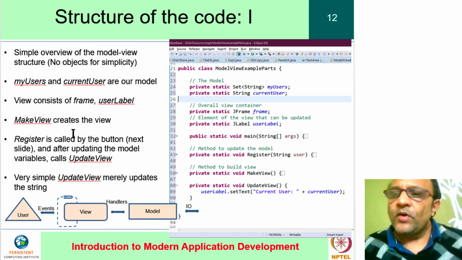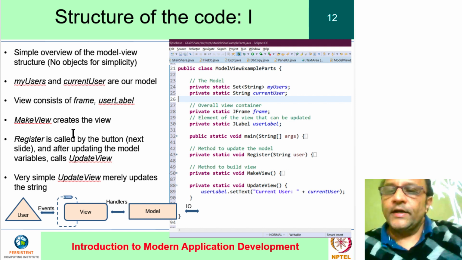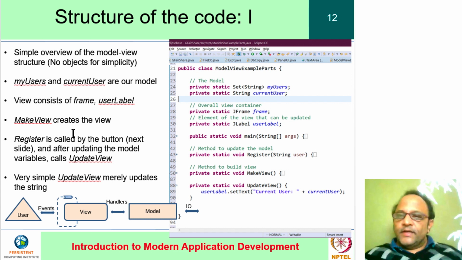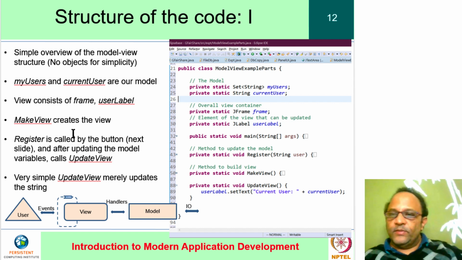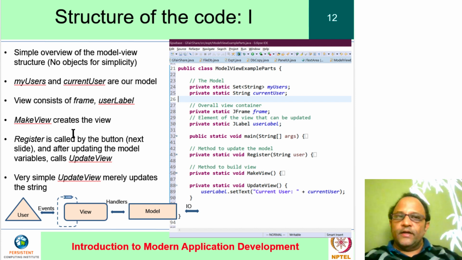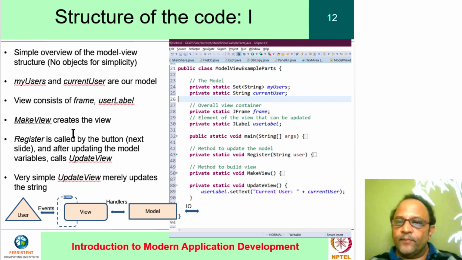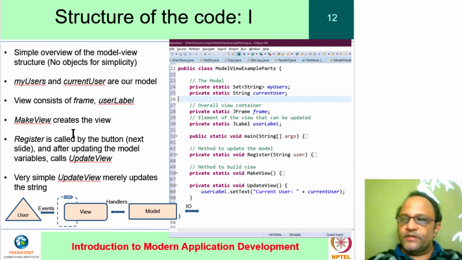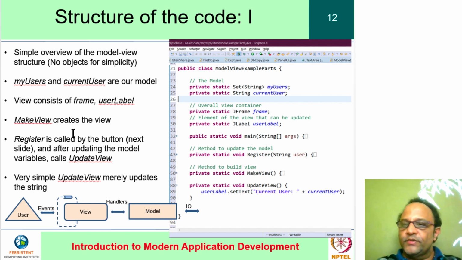So the class is called model view example parts, and it begins by showing you the model. The model in this case consists of really two variables, one of which is a set and the other one is a string. My users is all the users that have registered, and the string current user is the user that we will actually show in the label.